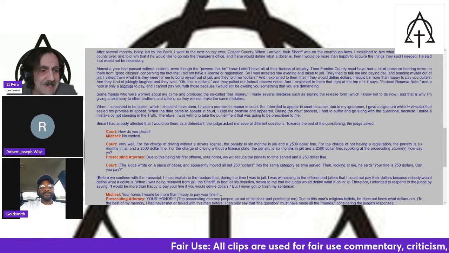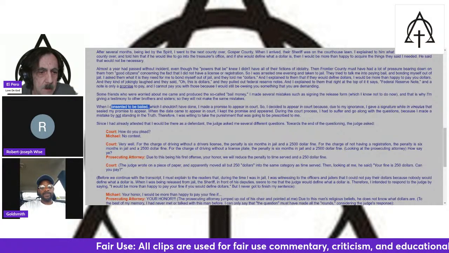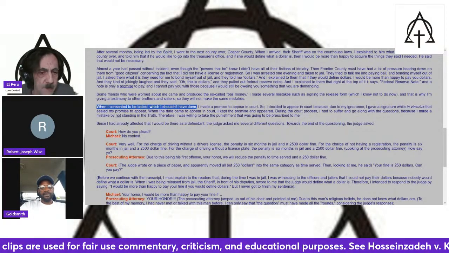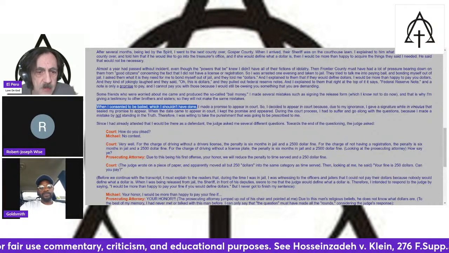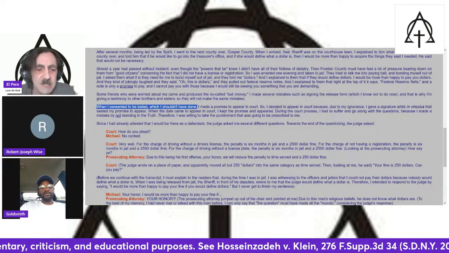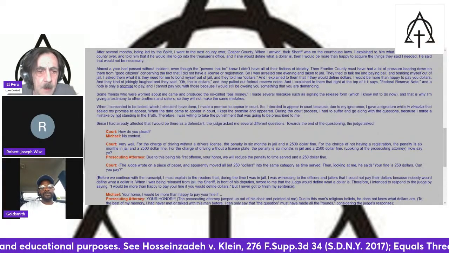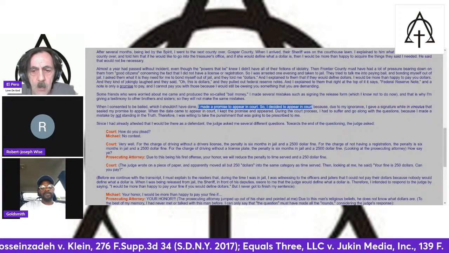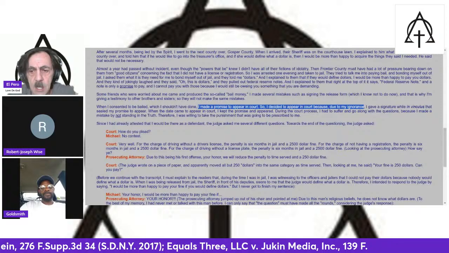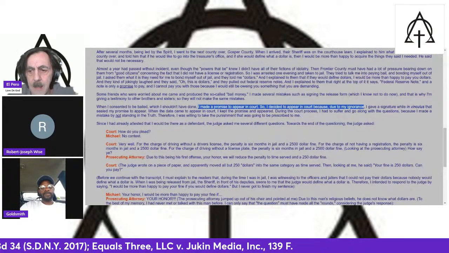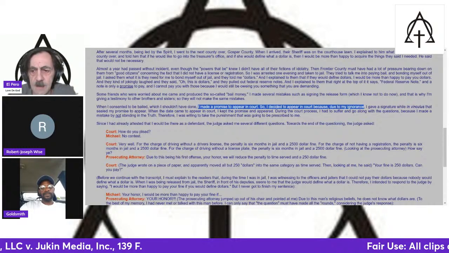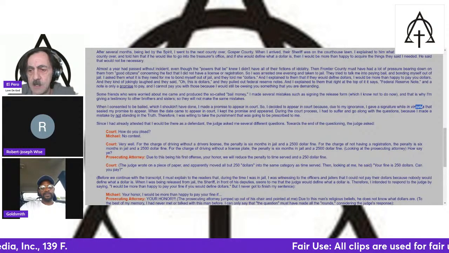So it says, when I consented to be bailed, which I shouldn't have done, as we've been speaking about lately, that birth certificate is a bailment. It's already there. All it has to do is be processed for its credits. I made a promise to appear in court. So I decided to appear in court because, due to my ignorance, I gave a signature while in vinculis that sealed my promise to appear. That's in vi coactus. It was under threat.